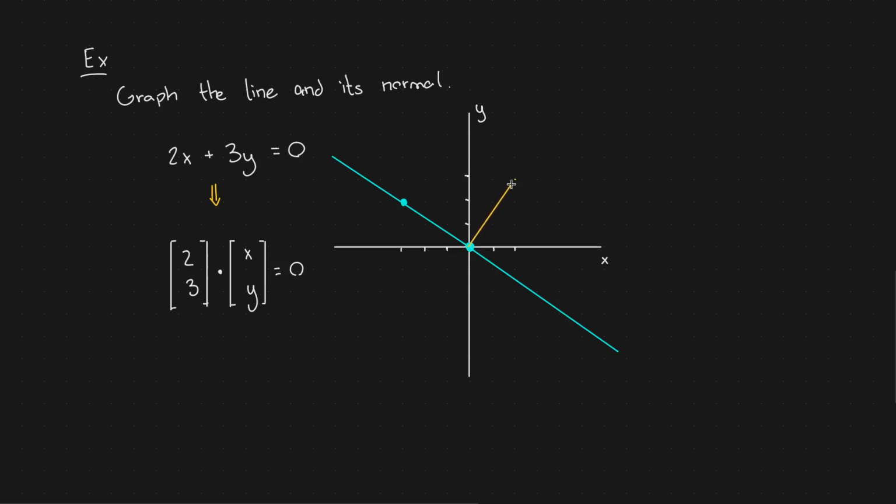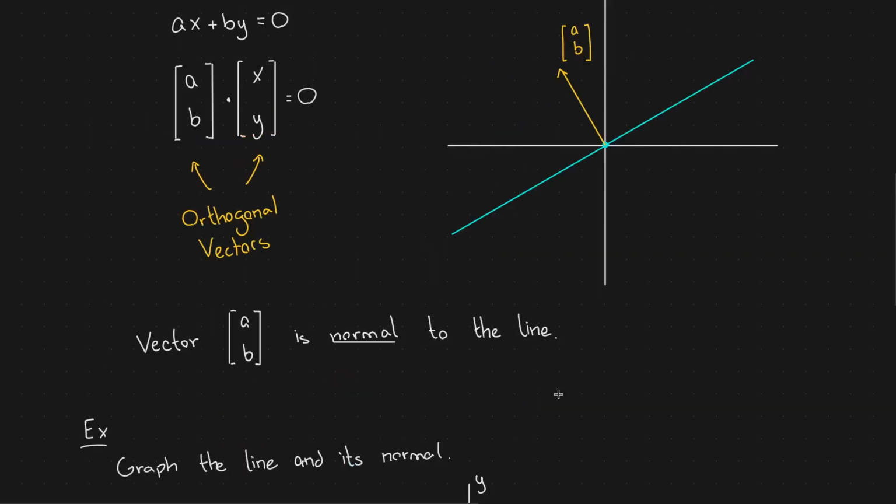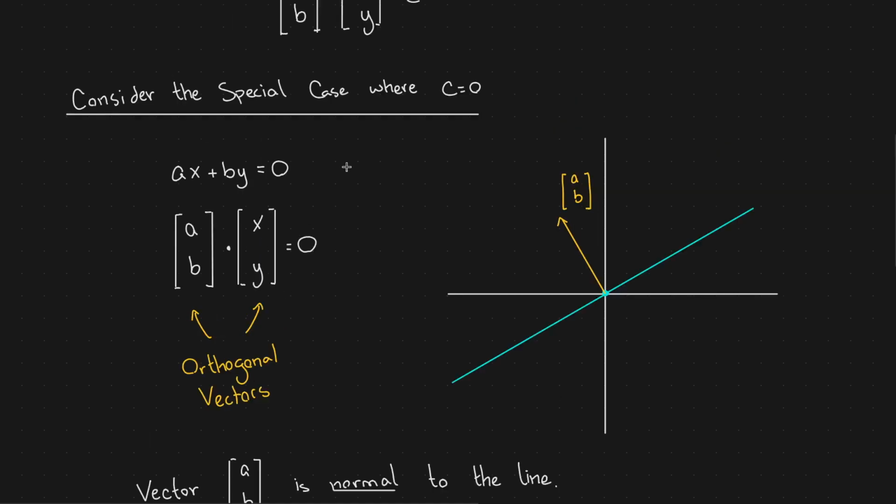And if I draw the vector in standard position, I could see that the normal vector 2, 3 is orthogonal to the equation of a line. Okay? All right. So that's the special case where we have 0 on one side of the equation, where c is equal to 0. But in all those cases, the line goes through the origin.